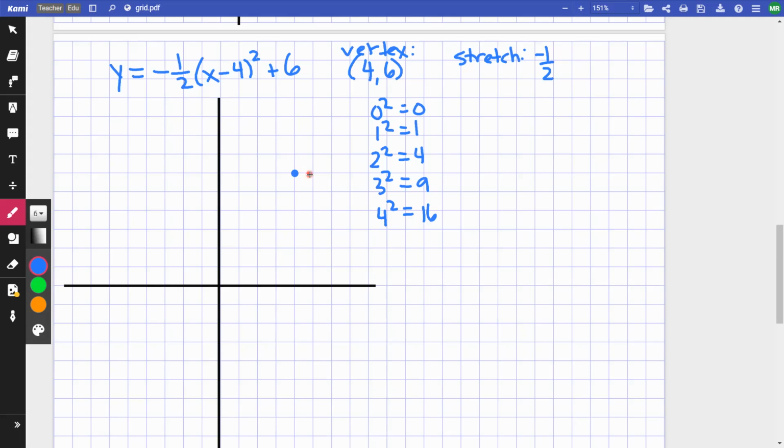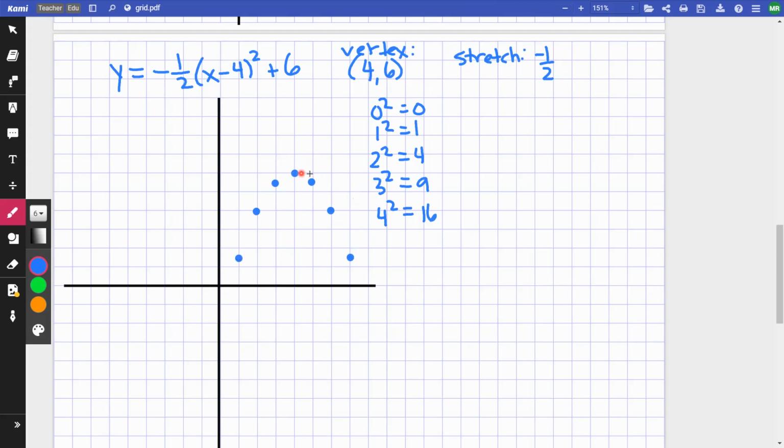And when I go out 1, 1 squared is 1, but I'm going to times it by a negative 1/2. So I'm going to go down negative 1/2. I'm going to go out 2. 2 squared should have been 4, but I'm going to times that by a negative 1/2. So I'm going to go down negative 2. I'm going to go out 3. 1, 2, 3. 3 squared should have been 9. I'm going to times it by a negative 1/2. So I'm going to go down 4.5. 1, 2, 3, 4 and a half.